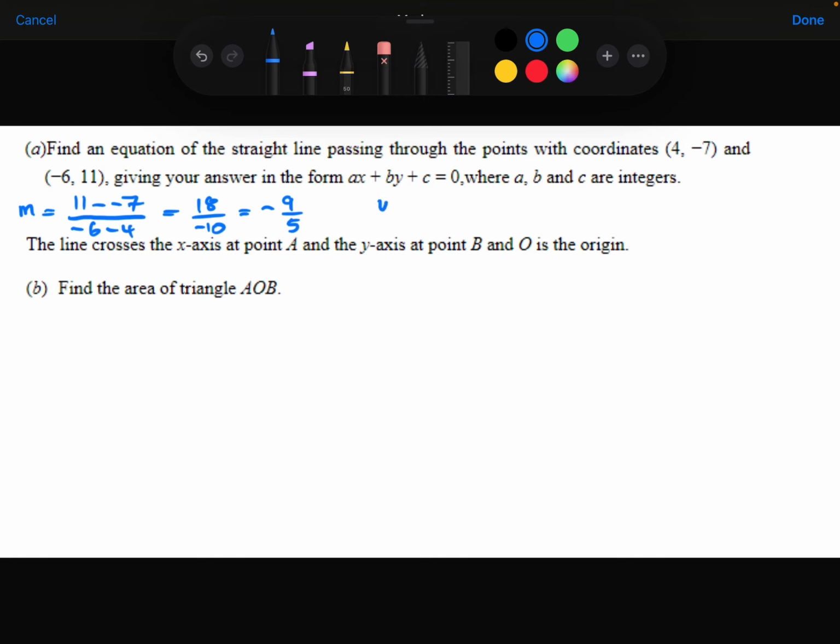I can now do y equals mx plus c, and I can substitute either of those coordinates in. I'm going to substitute this first one in, the (4, -7). You could do the other one if you prefer. So the y coordinate is -7. The x coordinate is 4.